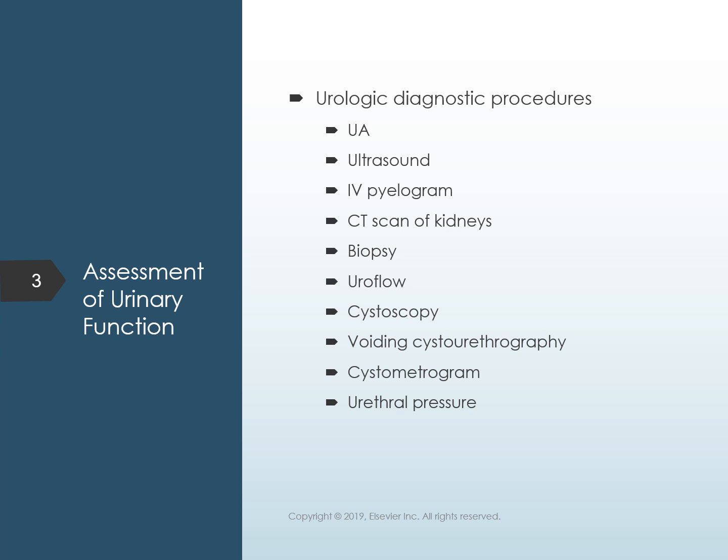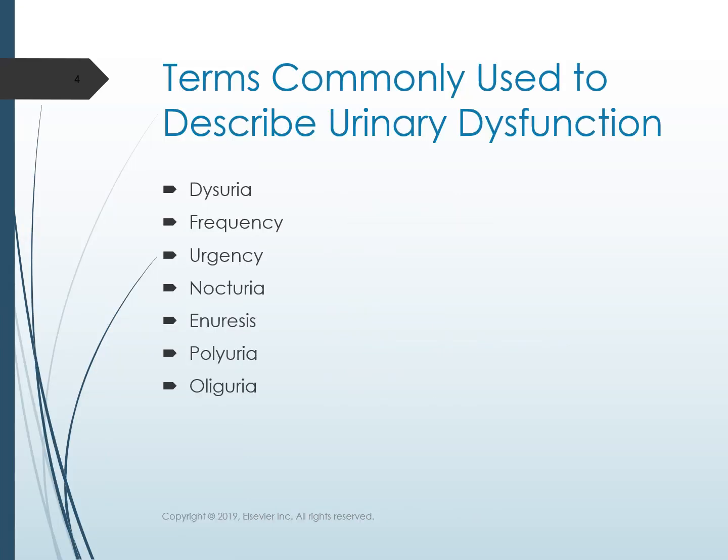There is an unexplained relationship between low-set ears in the newborn and urinary tract anomalies. Figure 29.3 on page 688 shows the female and male reproductive systems and lists some of the differences between children and adults. Common laboratory tests to test for these anomalies are reviewed on page 689 within Table 29.1. Some terms commonly used to describe urinary dysfunction include dysuria, frequency, urgency, nocturia, enuresis, polyuria, and oliguria. You can read these definitions on page 689.